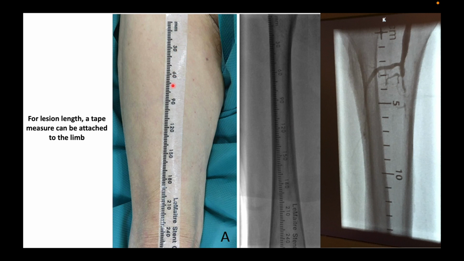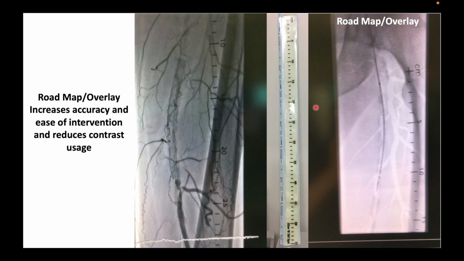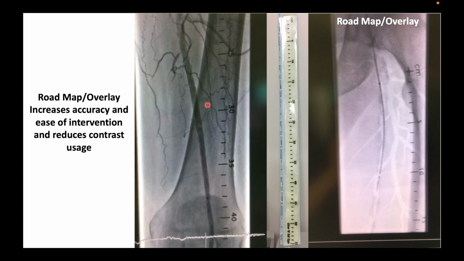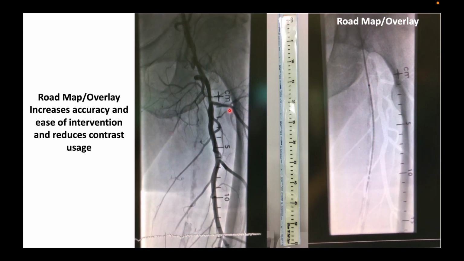This is a very nice thing to do. If you put a tape measure attached on the limb, you can actually measure lesion lengths with that. Over here you can exactly see how long the lesion will be, what length of stent you need, what size of balloon you need. So you save a lot of contrast and radiation by using this measuring tape, and the accuracy also increases. Again, you can see over here that the measuring tape is there, makes life very easy to size and reduces contrast and radiation.